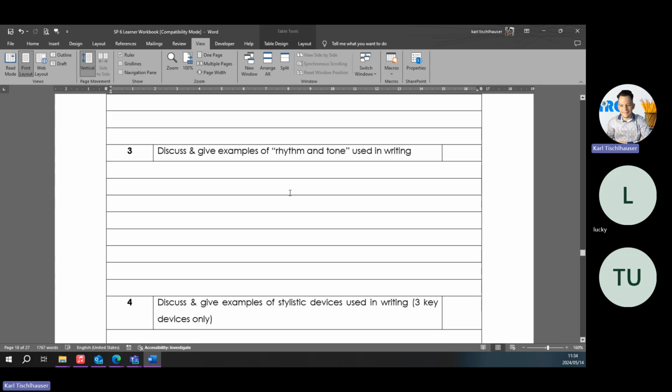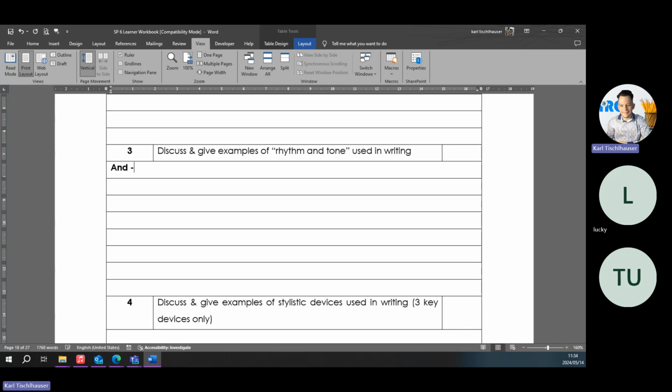Number 3 says discuss and give examples of rhythm and tone used in writing. So remember that everything that's written, especially in the English language, has a rhythm to it, and that's because we have syllables. I'll give you an example. When something is one syllable, your tongue doesn't touch the top of your mouth at all. If it's got 2 syllables, then it touches it once. If it's got 3, it's twice. That sort of thing.